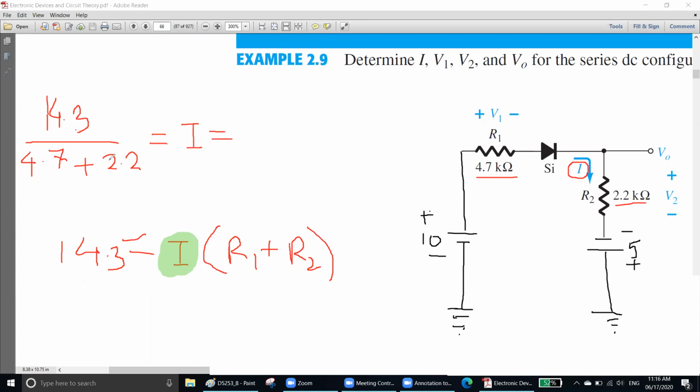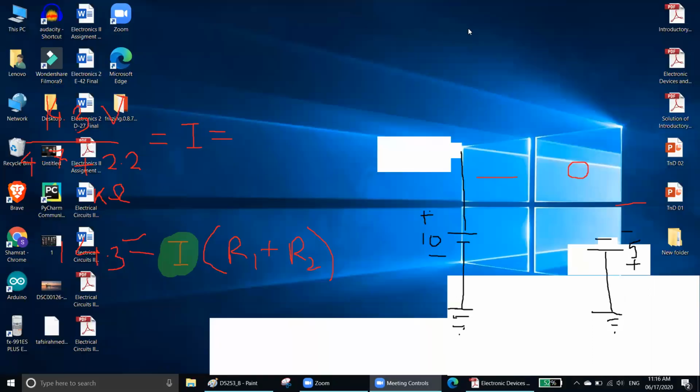Remember, both of them are kilo ohm. This is kilo ohm, this is kilo ohm. This is volt, this is volt, this is kilo ohm. Volt divided by kilo ohm will be milliampere. Your answer will be milliampere. Let's find out using calculator.